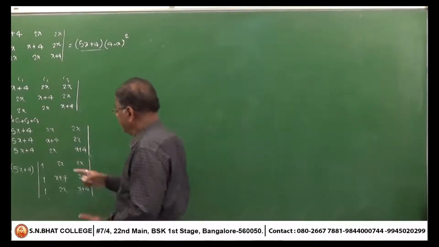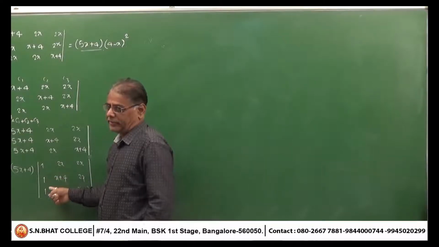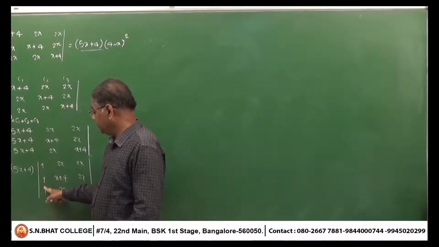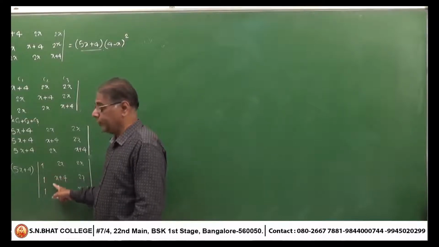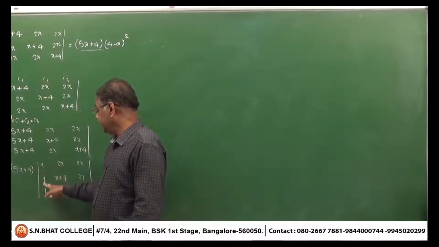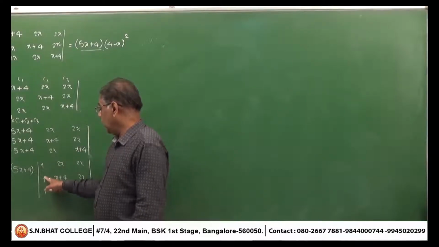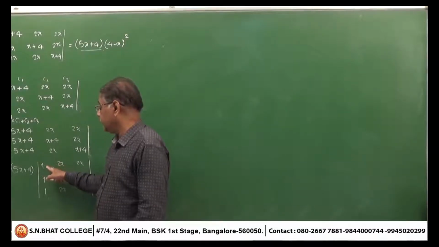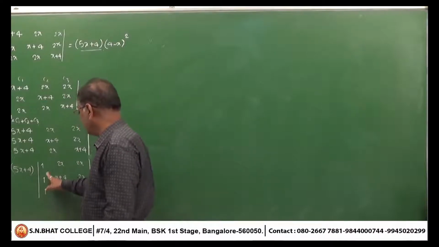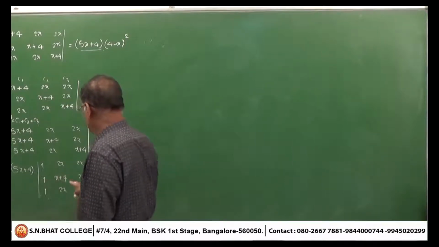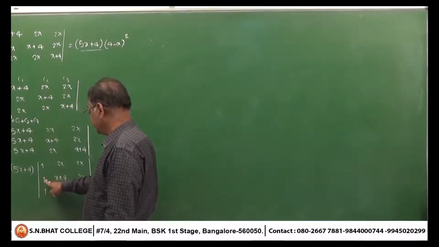See, whenever in any row or in any column 1, 1, 1 are there, if all the elements are 1, 1, 1, you have to make any two of them to be 0. In this column all the elements are 1, 1, 1. We have to make any two elements to be 0. This minus this, minus this. That is R2 dash is R2 minus R1, R3 dash is R3 minus R1 only, not R2. I have to make these two elements to be 0. Once you get two zeros, then we can expand the determinant. Therefore, I am going to make these two elements to be 0.